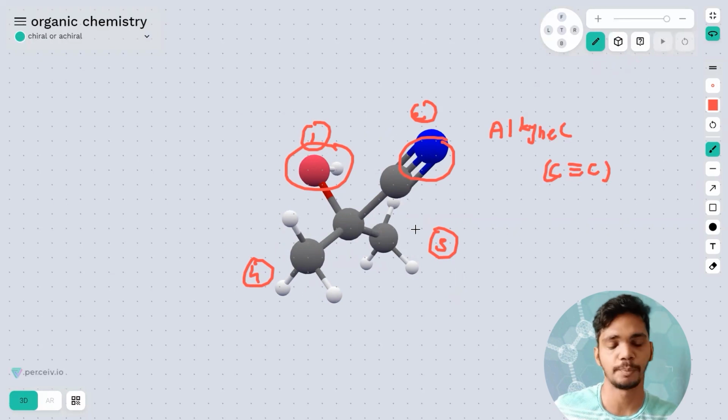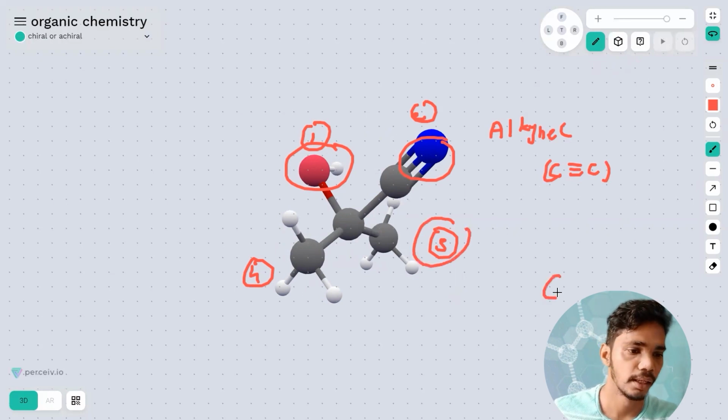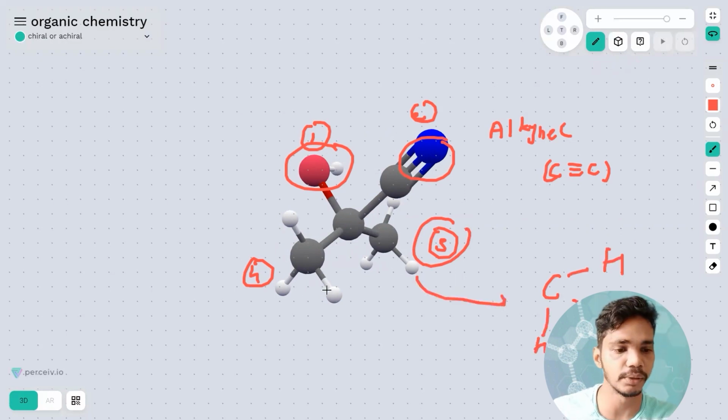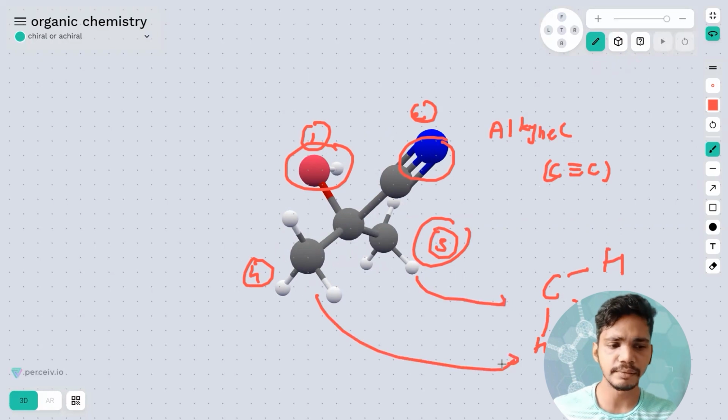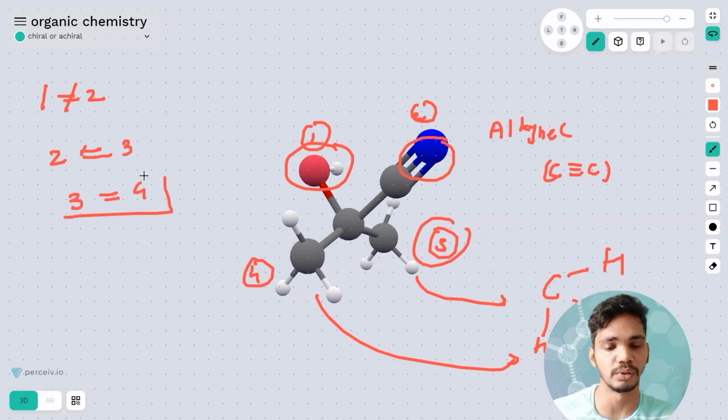But now there is a problem. Look at the third. If I draw carbon, this is H, this is H, and this is H. This resembles that, and this also resembles that, isn't it? Yes, exactly. Now our criteria to define that the molecule should be chiral is not fulfilled. Why? Because 1 is not equal to 2, 2 is not equal to 3, but 3 and 4 are equal. That ABCD we talked about, right? Now this center is not chiral.